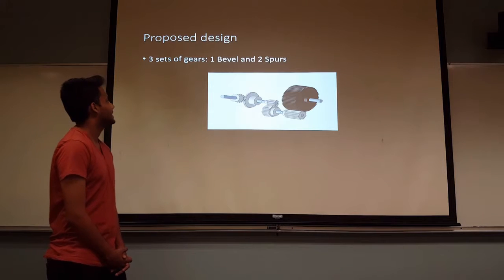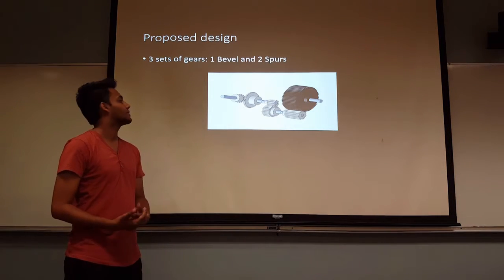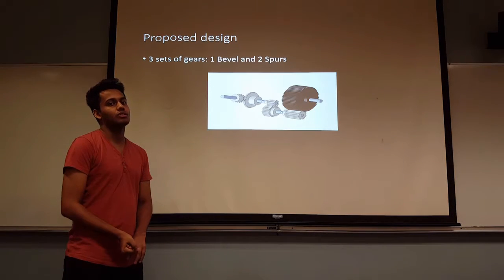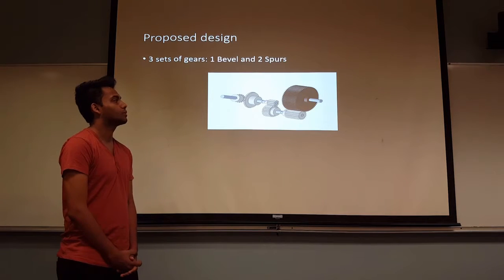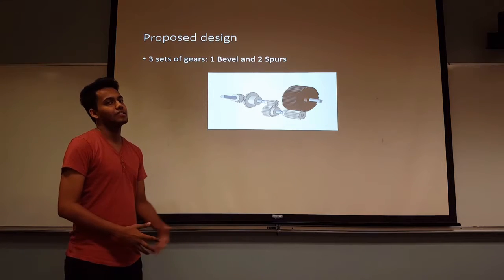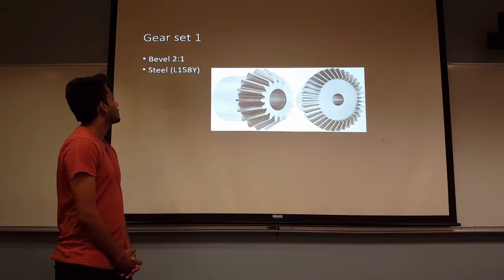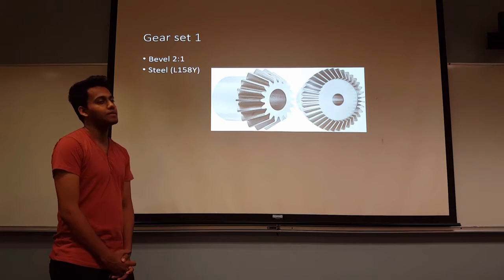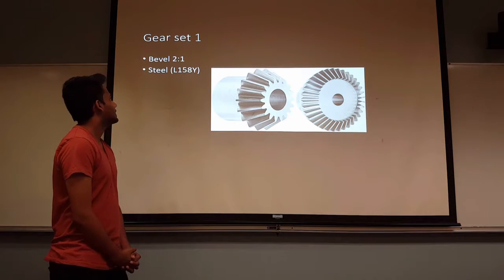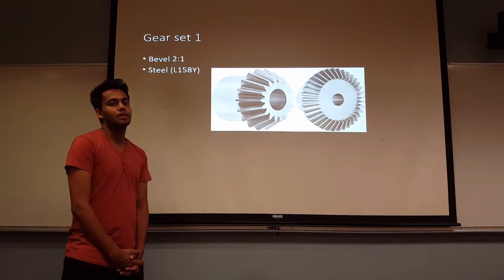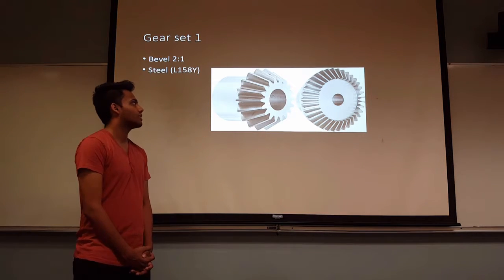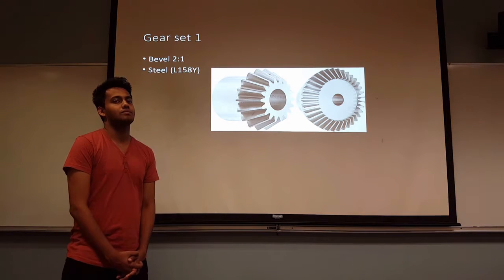This is the proposed design. It employs three sets of gears, one bevel gear set and two spur gear sets. The speed ratio in total was 16:1, and these gears progressively accomplish that ratio. The first gear set is a bevel gear set, and the speed reduction ratio is 2:1. It is made of steel, and the product code is L158Y. The teeth ratio is 42:21, which comes down to 2:1.